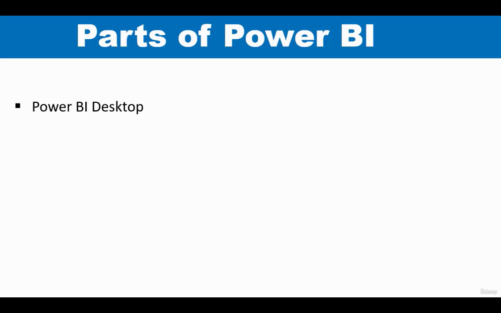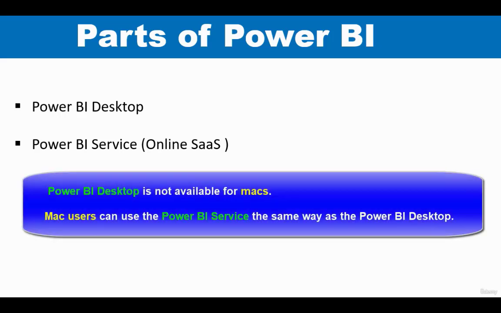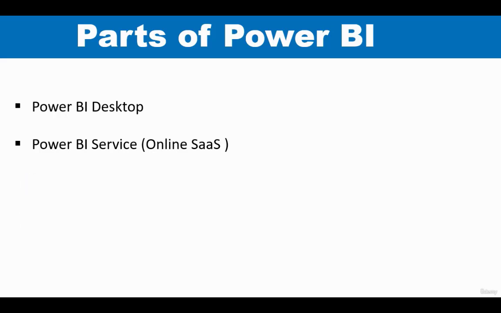The second component part of Power BI is called the Power BI service. This is basically an online software as a service that allows users to share their reports with others. The third component part of Power BI is called the Power BI mobile apps. So these are basically apps that are available on Windows Phone, tablets. They are also available on Apple iOS and on Google Android devices.